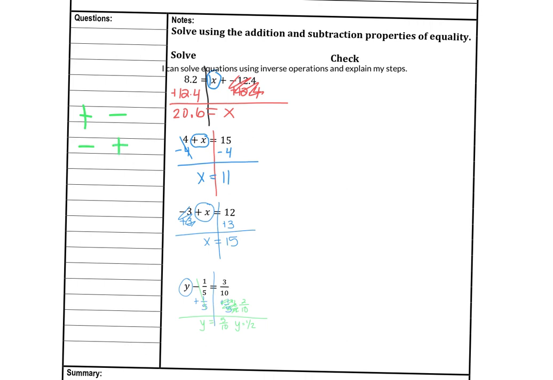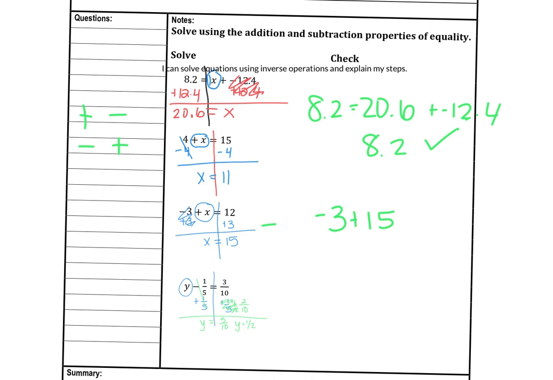Now, the one really good thing about solving equations is that we can check our solutions. So I can do 8 2/10 equals 20 6/10 plus a negative 12 4/10. And if that is correct, then I know that I have done my work right. So if I take 20 6/10 and I add a negative 12 4/10, I do in fact get 8 2/10, so I know I am correct. Let's try one more. Negative 3 plus 15 equals 12. Negative 3 plus 15 does equal 12, so I know I'm right.